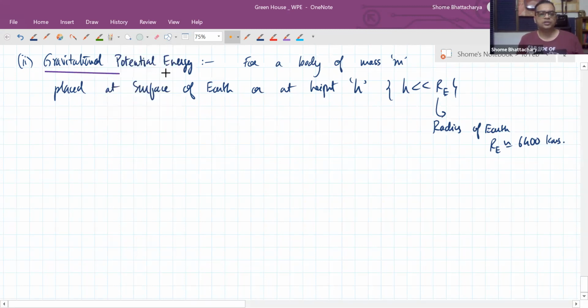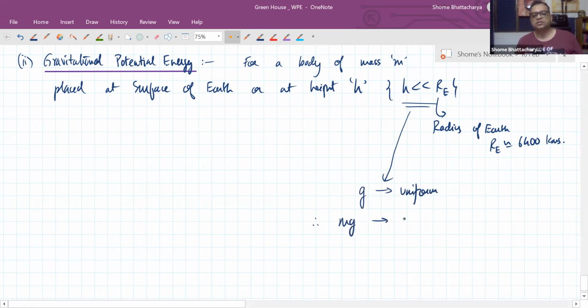If the height of the body is comparable to the Earth's radius or larger than the Earth's radius, then the formula that we're developing right now will not work because the value of small g will change. So what happens for this constraint that h is small compared to the radius of the Earth is that small g is uniform. Acceleration due to gravity is uniform. Therefore, mg is a constant force, constant or uniform amount of force.